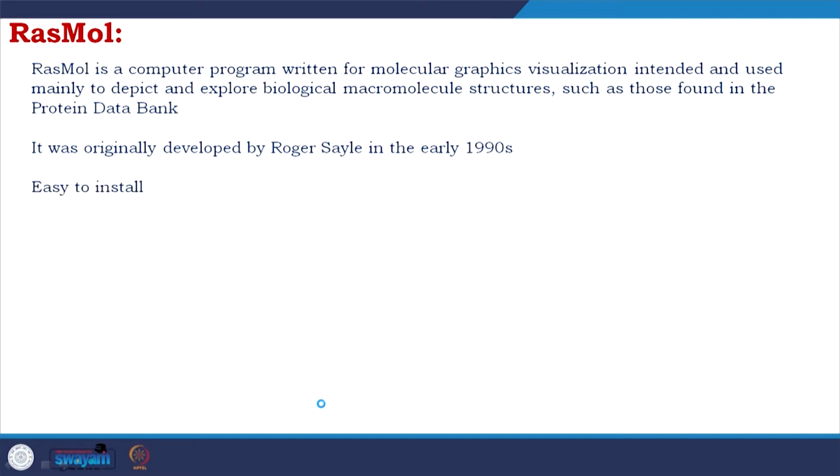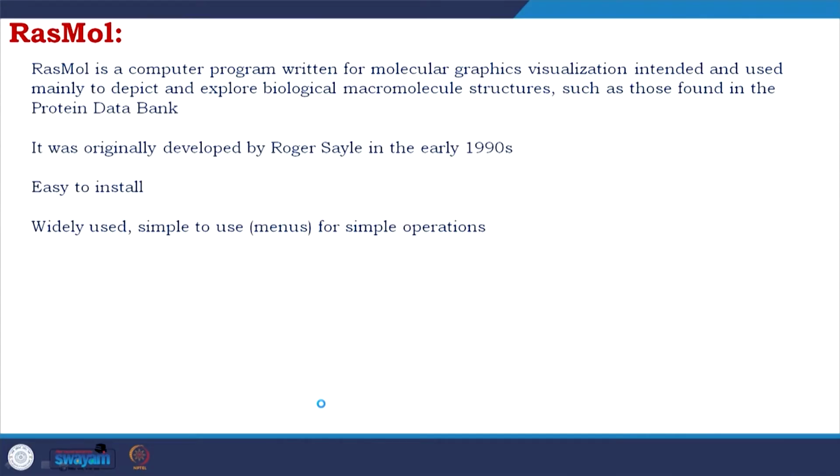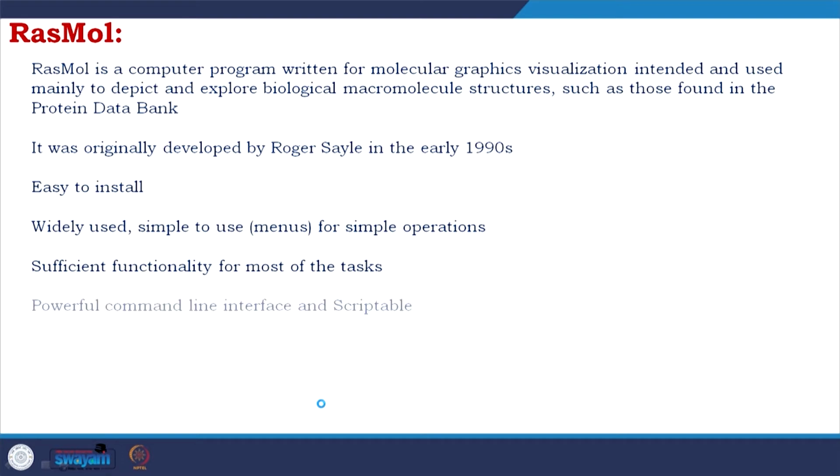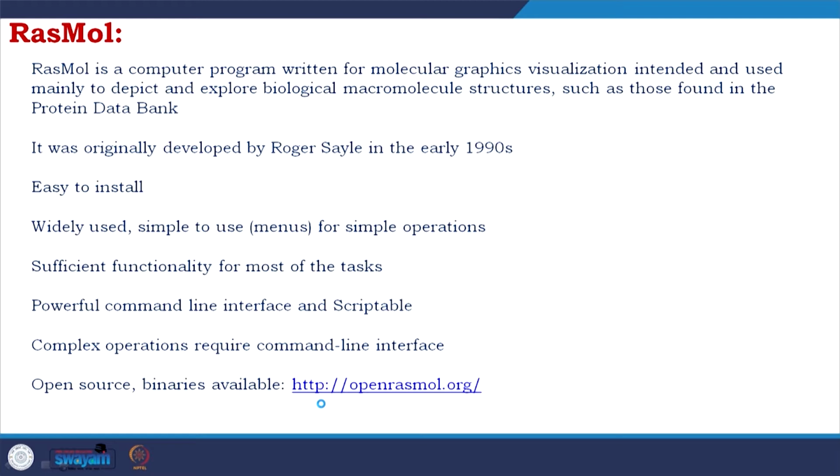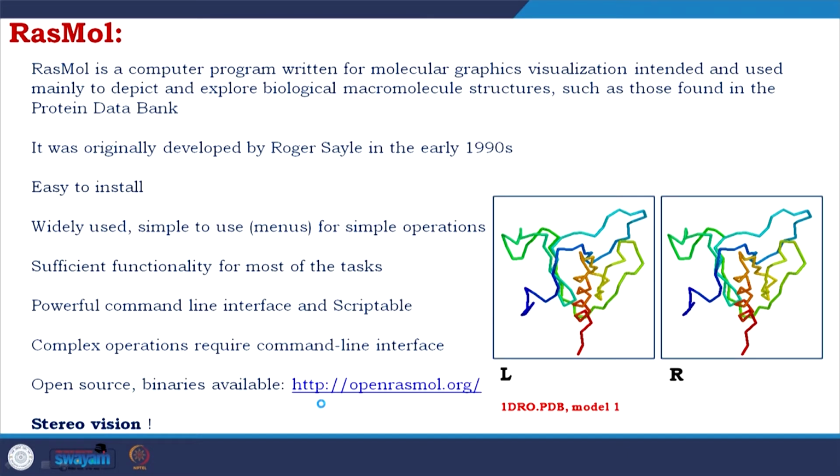RasMol got popularity because it is easy to install. It is widely used; more than 1 million people at the time used RasMol for structure, presentation and publication. Widely used, simple to use for simple operations, sufficient functionality for most of the tasks about representing the 3D molecule, powerful command line interface and it was scriptable, complex operations required the command line interface, and open source, freely available, you get the link of the binaries. Also, one of the strongest things is having stereo vision. This is the presentation you see of the PDB 1DRO, and the presentation has L and R, so stereoscopic presentation.